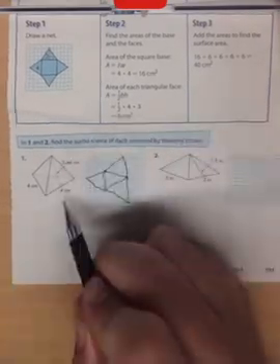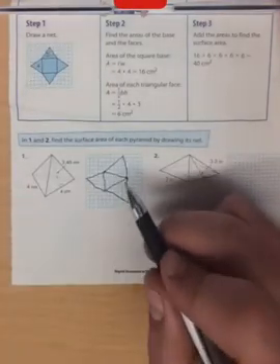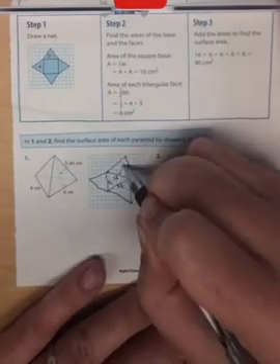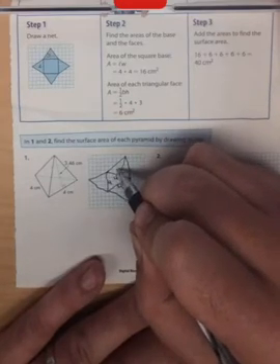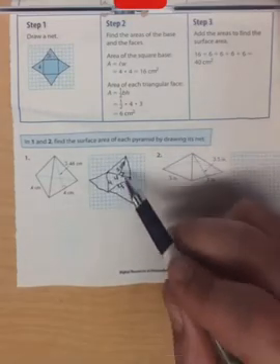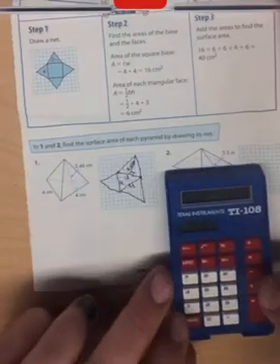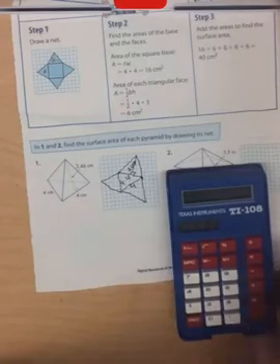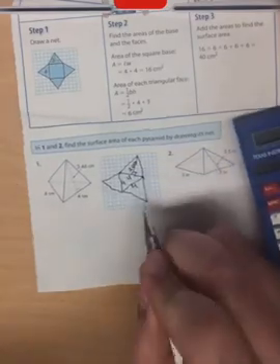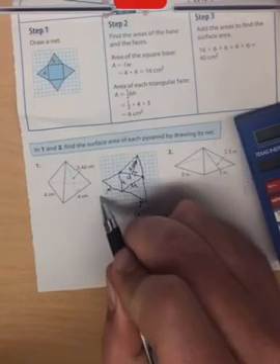I'm just following the measurements here. This is the base, and I just kind of peeled it back, and that's how you draw the net. This is 4, this is 4, this is 4. The height of every triangle, where it shows you here, is 3.46. So to find my area of the triangle, I have to do 3.46 times 4 and divide that by 2. I get 6.92. Each of these triangles is 6.92.